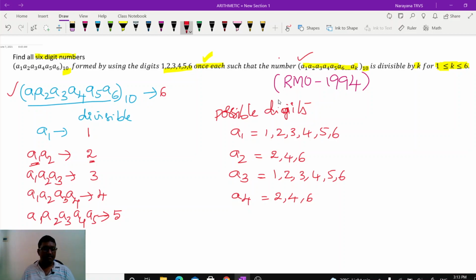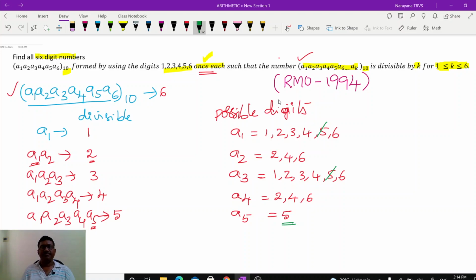Next, A1, A2, A3, A4, A5 is a 5-digit number. If it is divisible by 5, the last digit must be 5. So we have A5 is equal to 5. But each digit must be used once. So here we have A5 equal to 5. That's why we can cross out 5 in A1 and in A3.